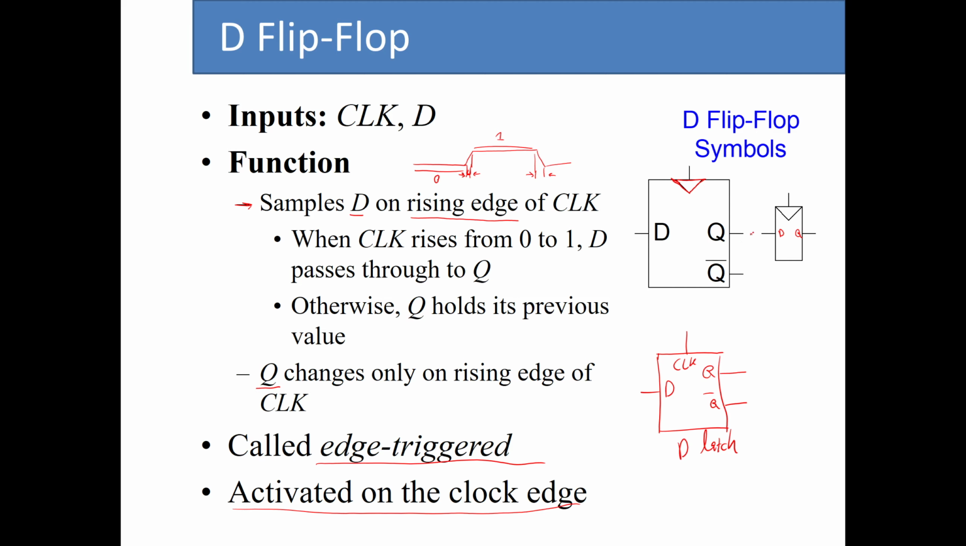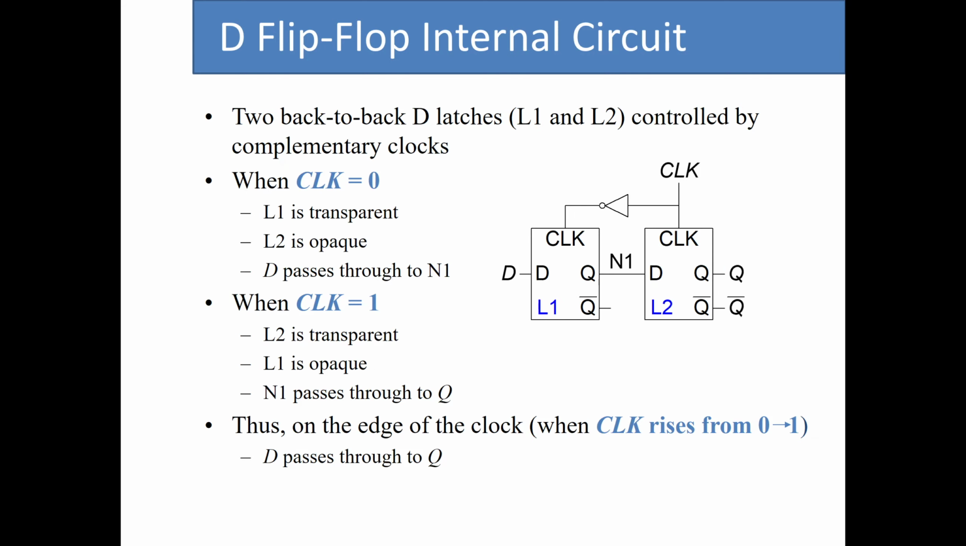Now that we have this, how can we design such a circuit? The answer is by using two back-to-back D latches. Here we have L1 and L2. L2 gets the clock signal itself. L1 gets an inverted version of the clock signal as its clock. And then the output of L1 acts as the input of the second D latch, L2. So again, you see this is a D latch, and this is another D latch.